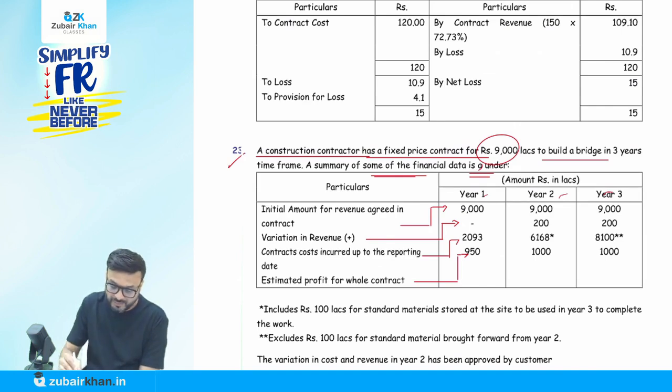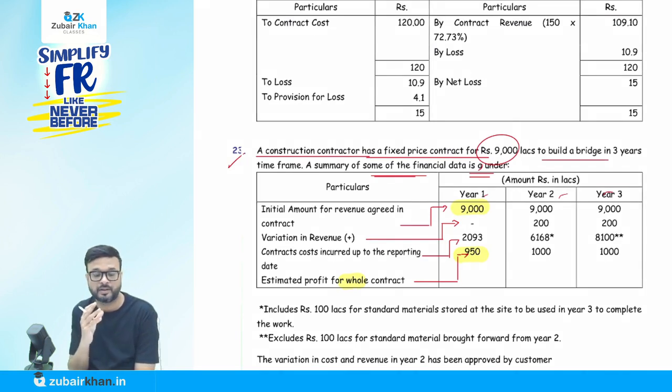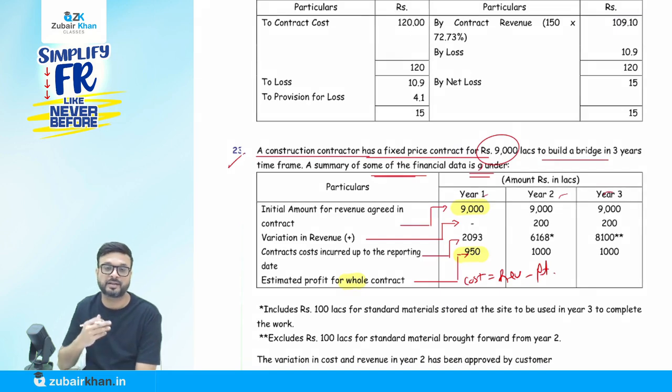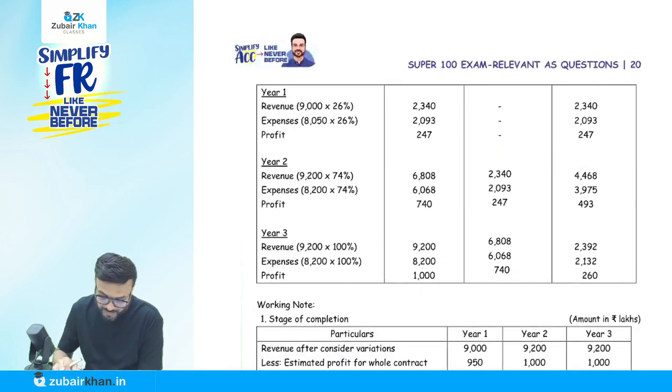We can find it out. The total revenue is given and the total estimated profit for the whole contract is given. So total revenue minus profit will be the cost. If I want to find it, cost is equal to revenue minus profit. Simple: revenue minus profit. So how can we find it? The working note is given.